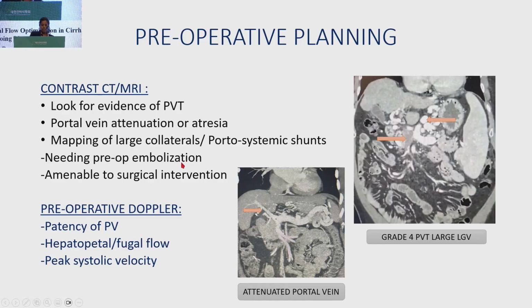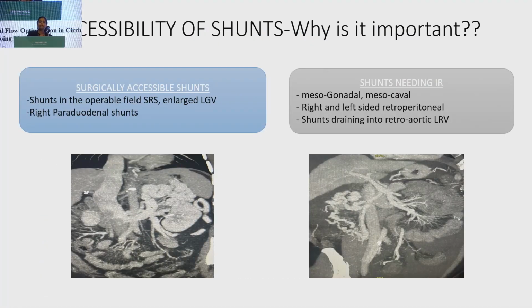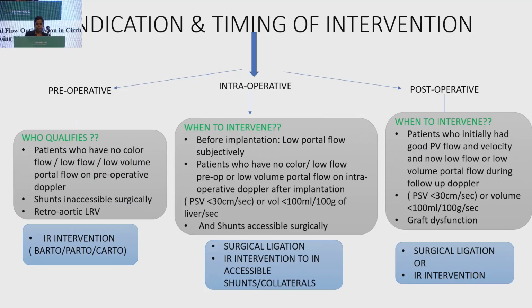We have also utilized preoperative Doppler to guide management. So we have classified the shunts into surgically accessible shunts, which would be splenorenal, gastrorenal, or enlarged coronary vein, and right paraduodenal shunts, whereas the surgically inaccessible ones are the mesogonadal, mesocaval, right and left-sided retroperitoneal shunts, as well as shunts which are draining into the left renal vein, which is coursing posterior to the aorta.